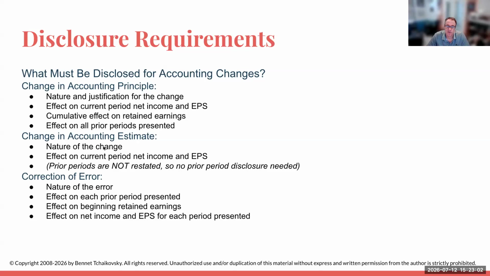Change in accounting estimate: the nature of the change, and the current period net income and EPS. Prior periods are not restated, so we don't have to show this as restated.